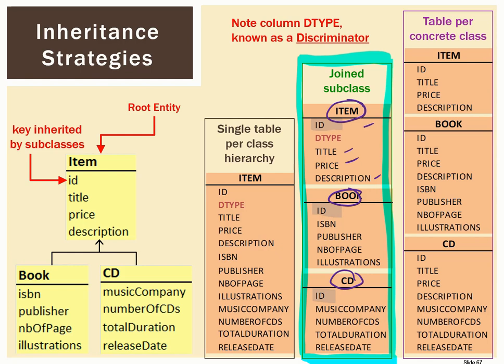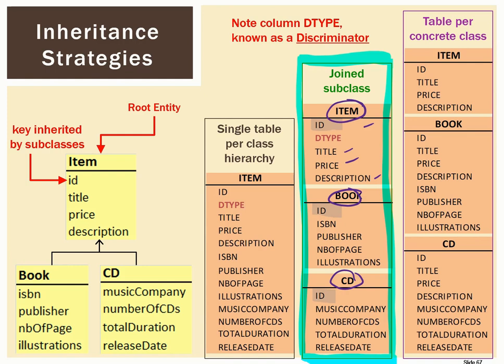Now, a downside of this is joins. You have to always join the item with the book or the item with the CD in order to get full information, as we described earlier. The more joins you have to do, the more expensive the operation is in terms of efficiency.